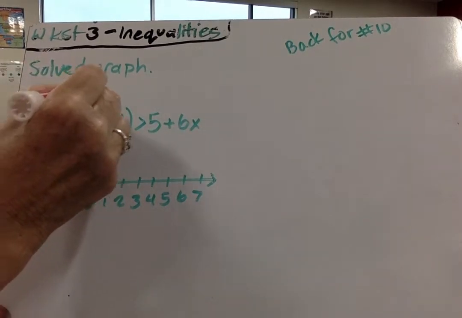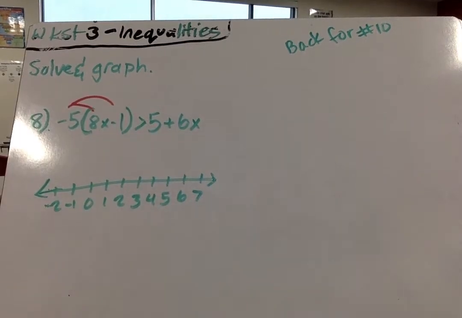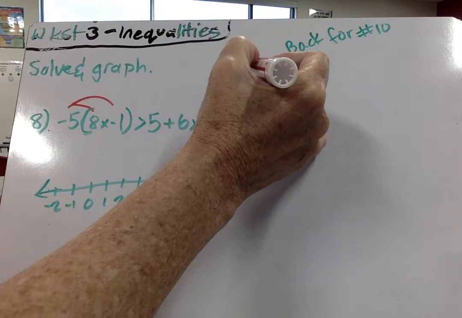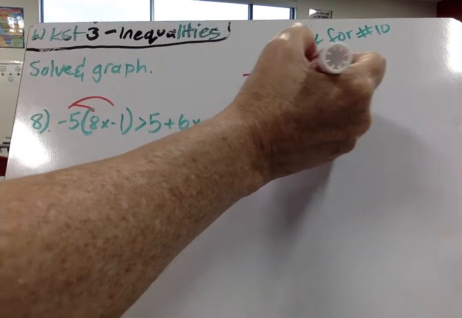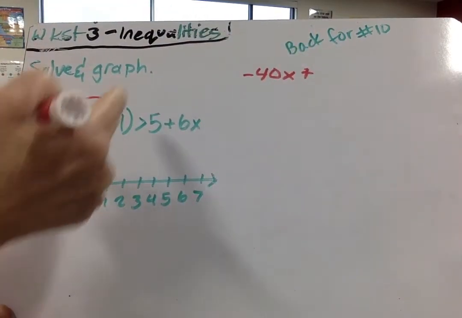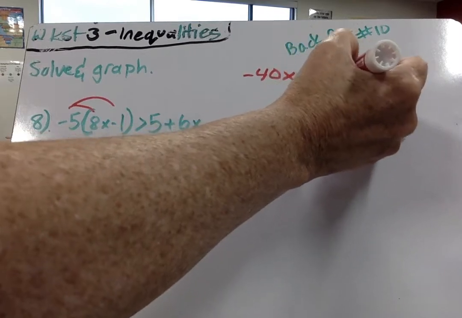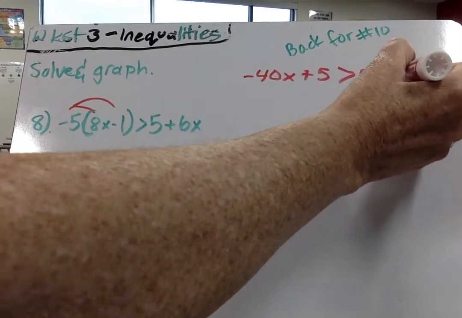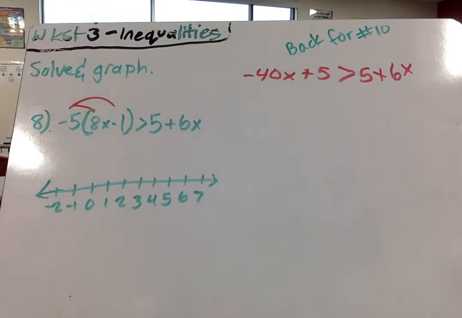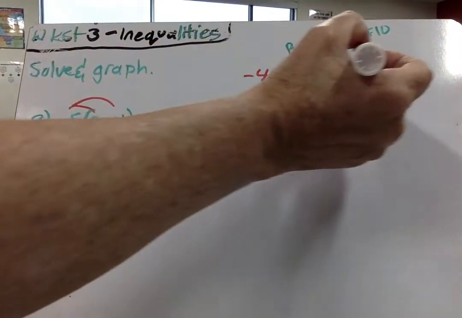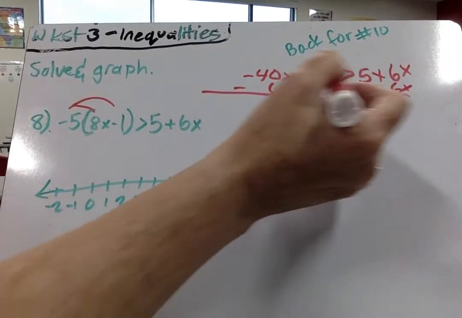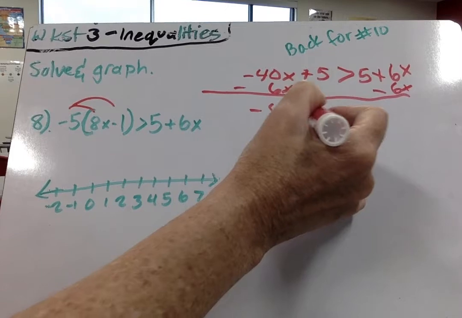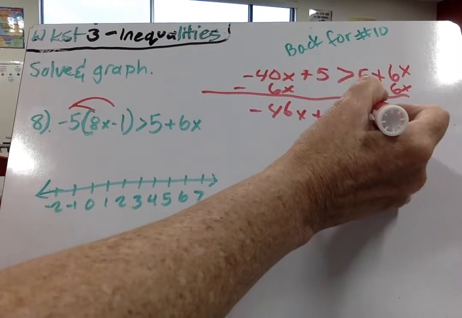-5 times all of this is greater than 5 plus 6x. And I'm going to go ahead and rewrite it over here so I have more room. And when I do that, -5 times 8x is -40x. -5 times -1 is a positive 5, is greater than 5 plus 6x. Okay. Next thing we want to do is make sure we get the x's to the same side. So we're going to go minus 6x, minus 6x. -46x plus 5 is greater than 5.